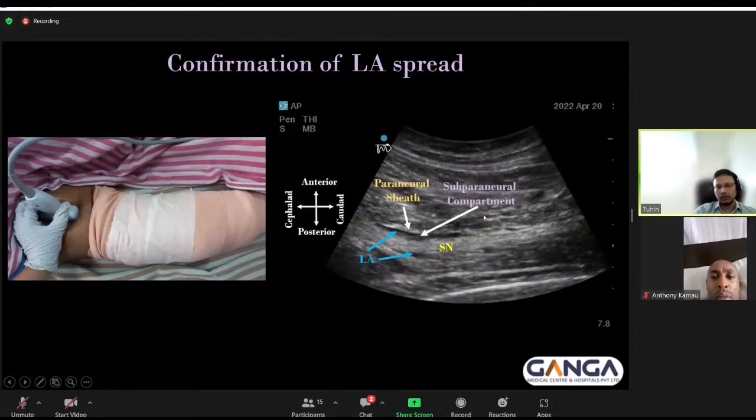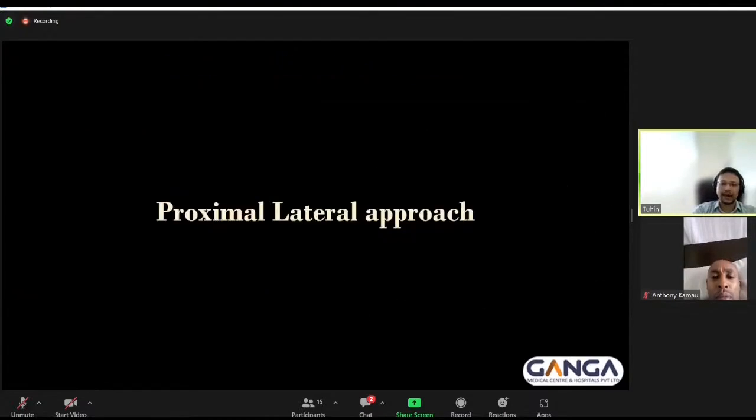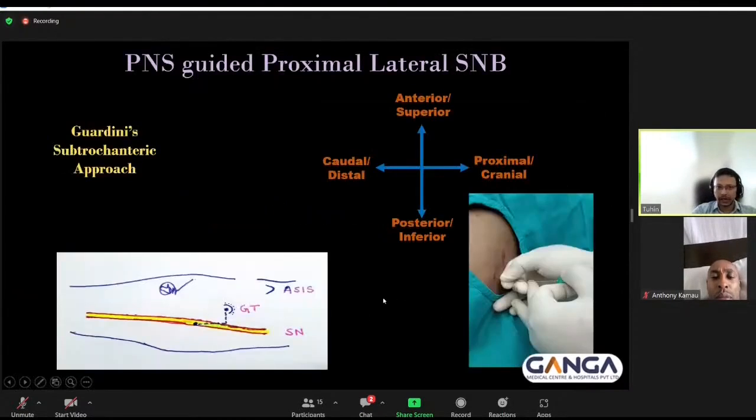This also can be used for blocking the sciatic nerve. But be careful about the blood vessel, and don't forget to put on Doppler before inserting your needle while doing it in the longitudinal approach. Then coming to the proximal lateral approach, it is performed in the supine position. It is popularly known as the Gardini subtrochanteric approach.